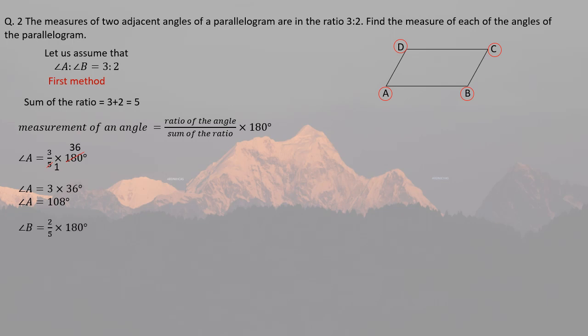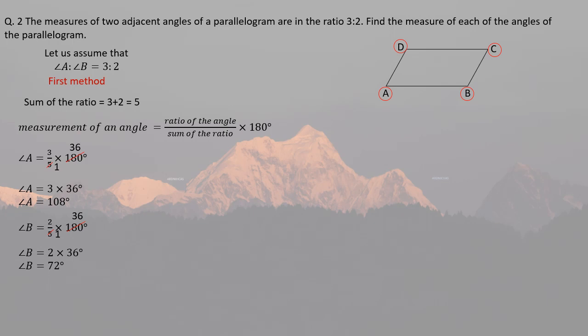Likewise, for angle B, 2 by 5 into 180 degrees, where 2 is the ratio of angle B, 5 is the total ratio and 180 degrees is the total angle. Likewise, 5 times 36 is 180. So we have angle B equals 2 into 36 degrees. Therefore, angle B equals 72 degrees.